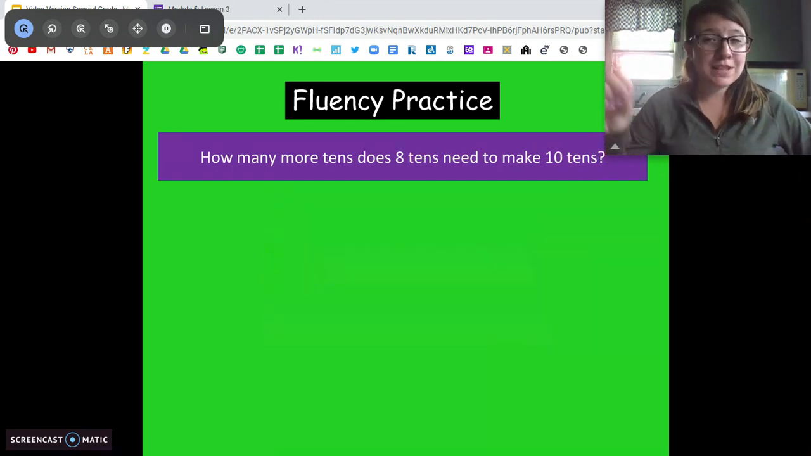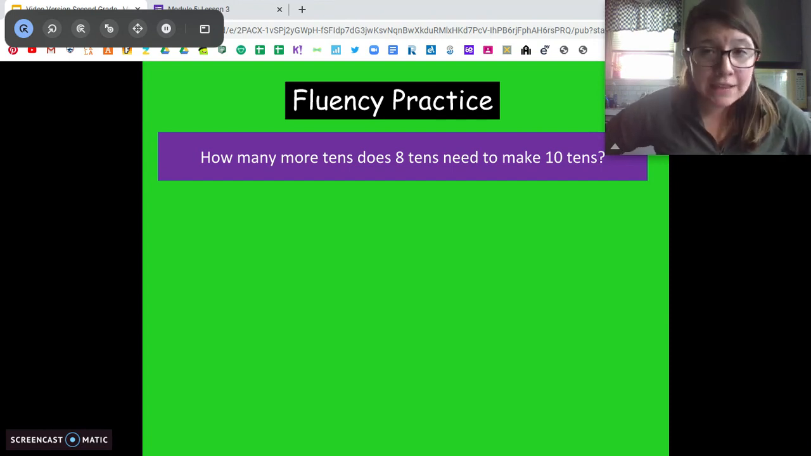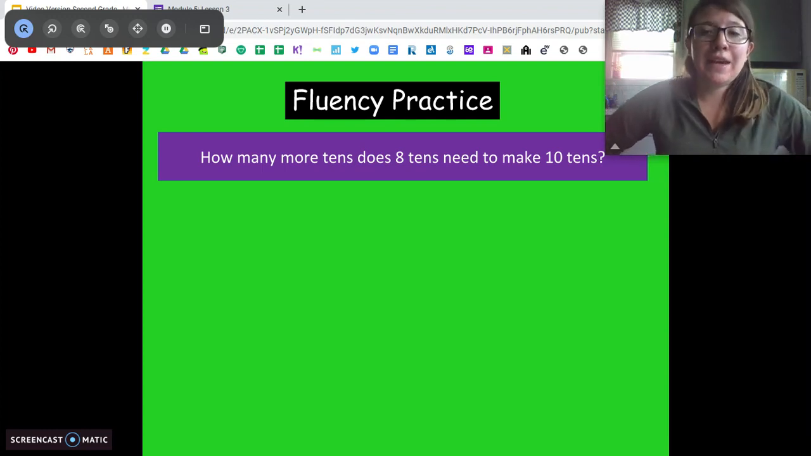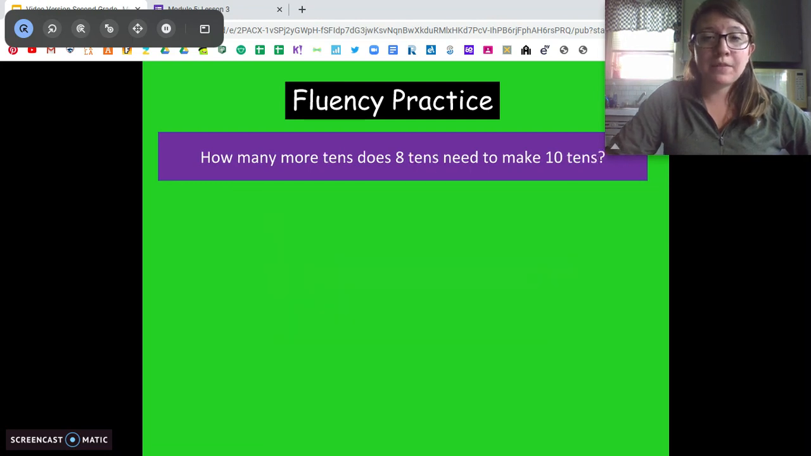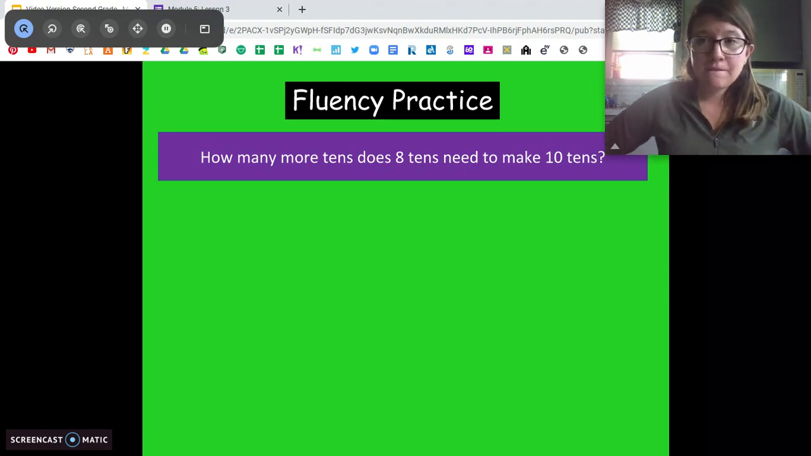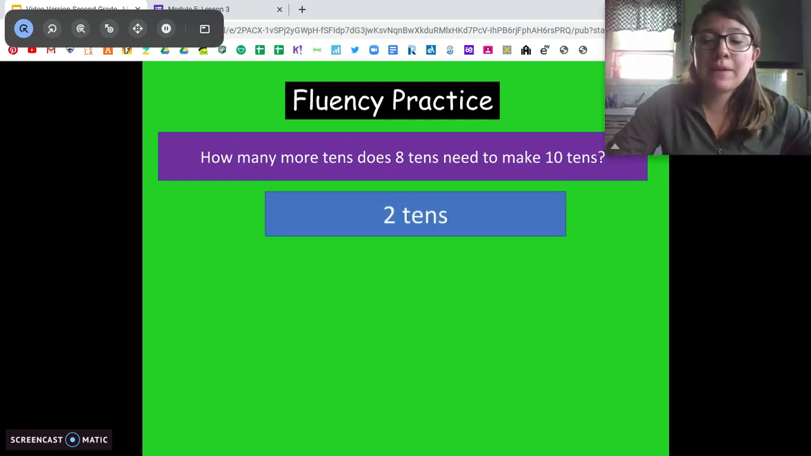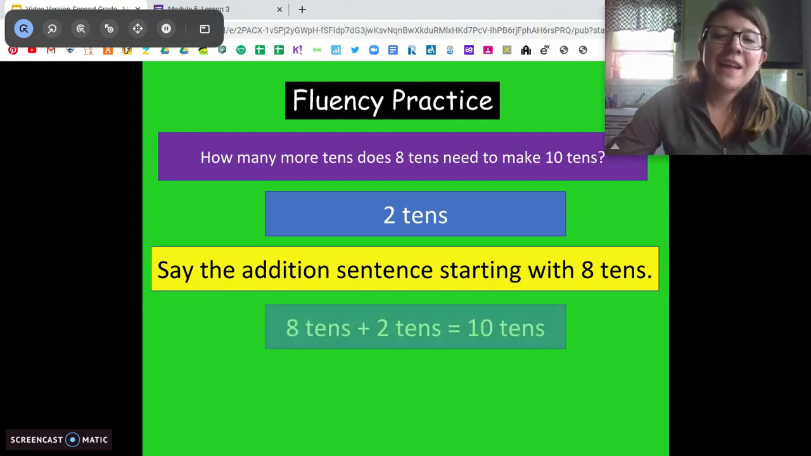Very good. All right, this one's similar but a little bit different, so listen carefully. How many more tens does 8 tens need to make 10 tens? So in this problem, we were talking about 1s. Now we're talking about tens. How many more tens does 8 tens need to make 10 tens? Good. Same idea. 2 tens. Now I want you to tell me that addition sentence. Good. 8 tens plus 2 tens equals 10 tens.